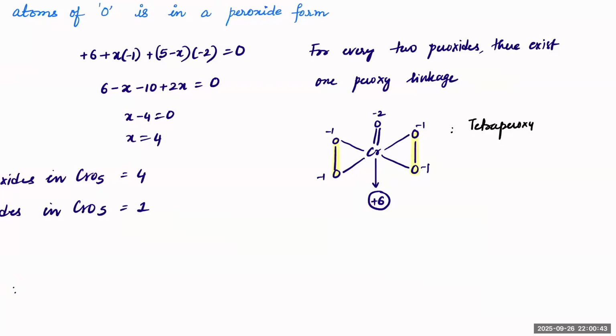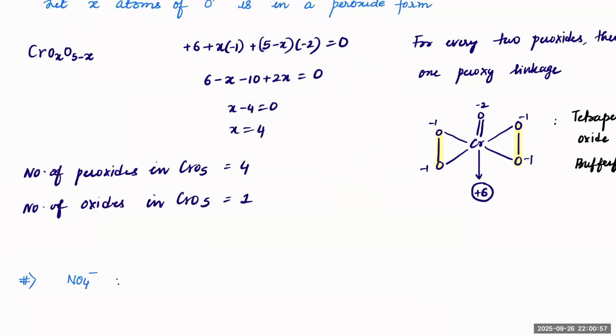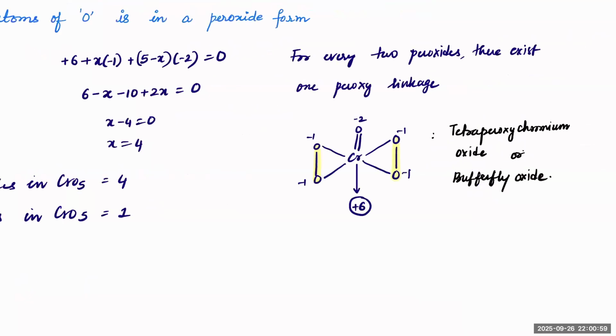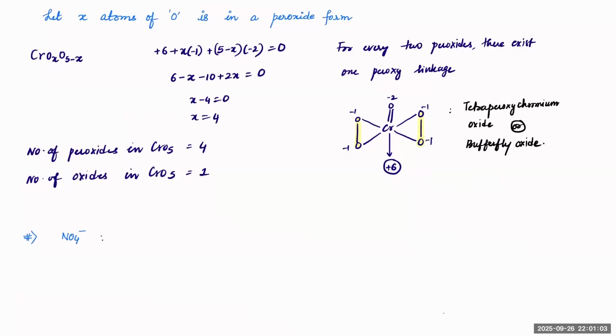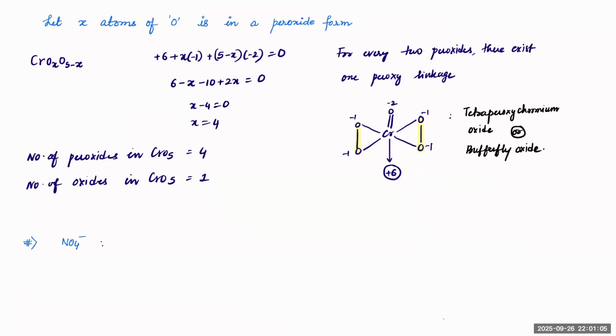So this is tetraperoxy chromium oxide, also known as butterfly oxide. Looks like a butterfly shape, so it's called as butterfly oxide, CrO5. Very important compound. Everybody check it out.